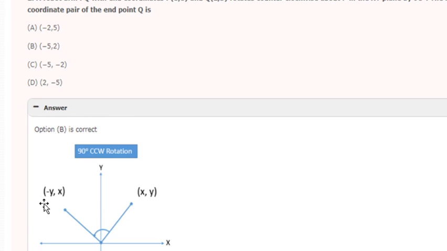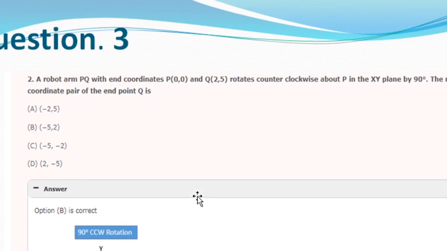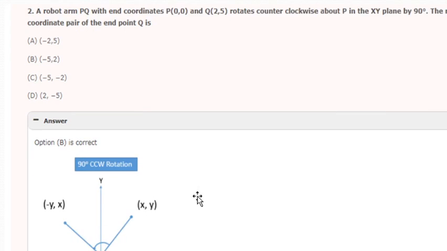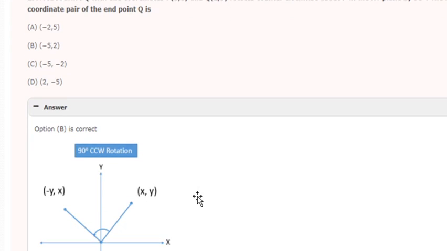Minus y, x, or directly the matrix multiplication with the cos theta, minus sin theta, cos theta formula can also be used. We get the same answer. B is the correct answer, minus 5, 2. The object is rotated by 90 degrees in the counterclockwise direction. Minus y, x is the correct answer. Therefore, minus 5, 2 is the correct answer.